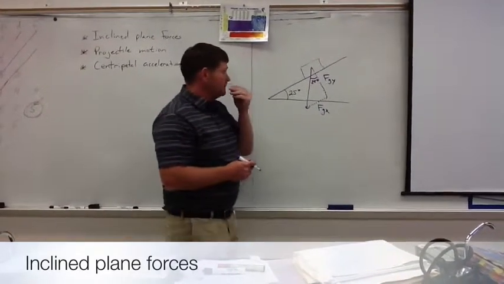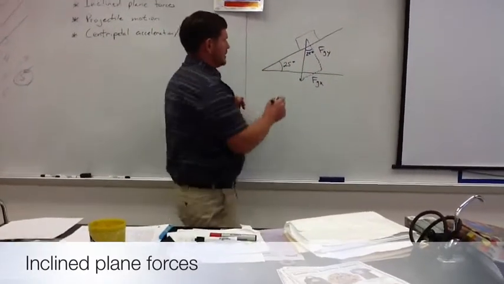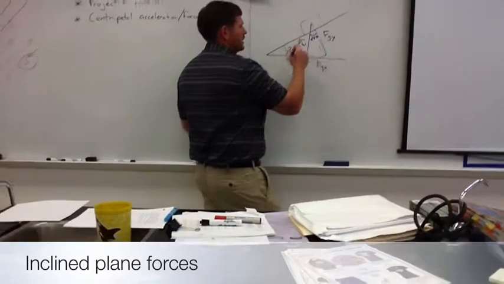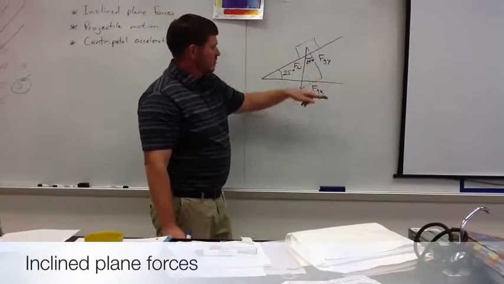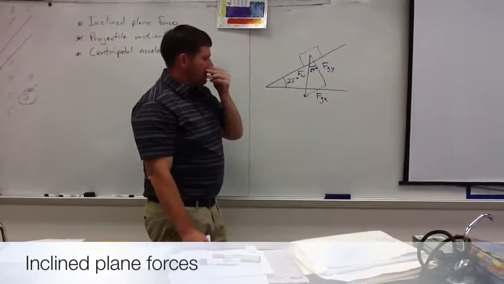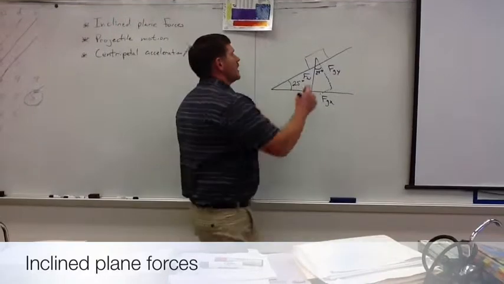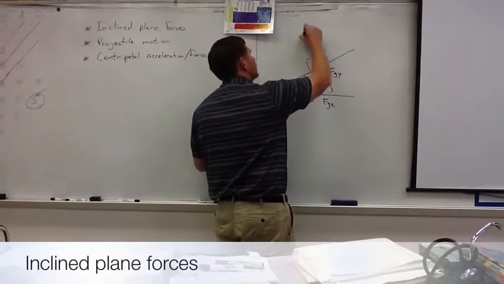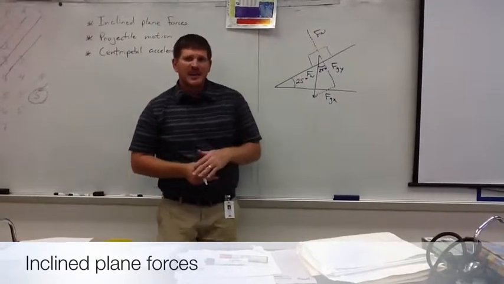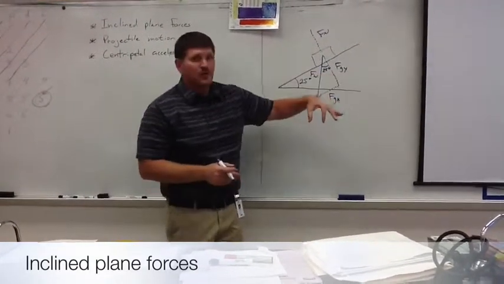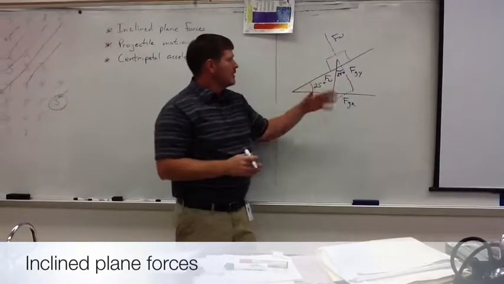Alright, so I've got my weight force going straight down. This is my force weight. I've got my force of gravity going this way, and my force of gravity in my x direction, and I can solve for that using SOHCAHTOA. Coming straight out the top, just like before, we have a force normal, and that's preventing it from falling into the plane. Okay, so we'll set this up now.